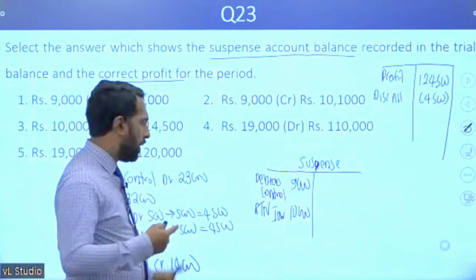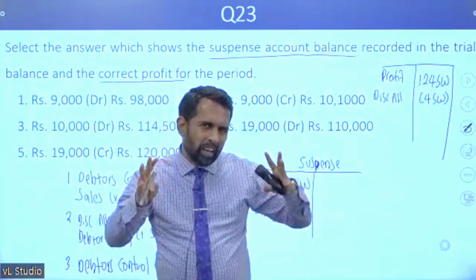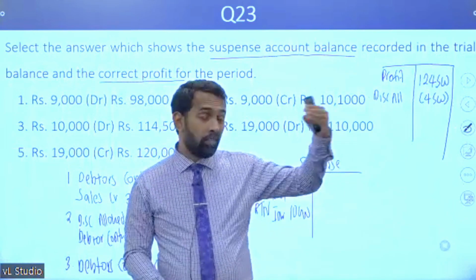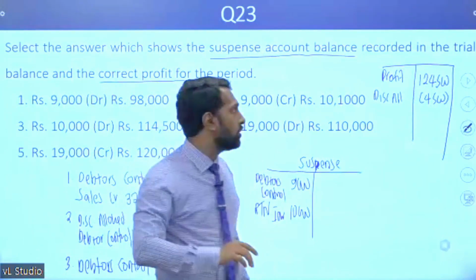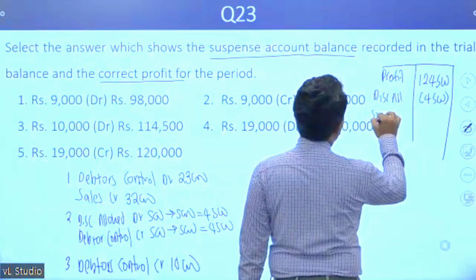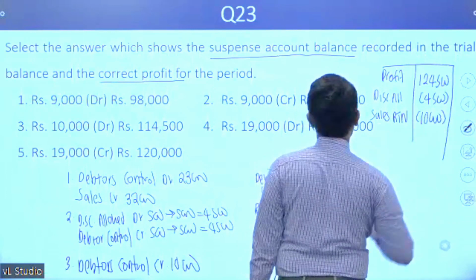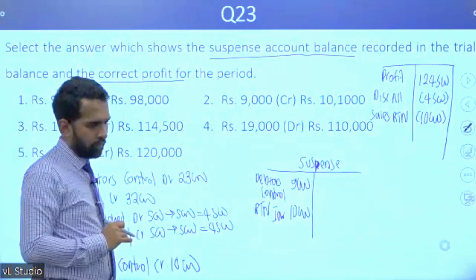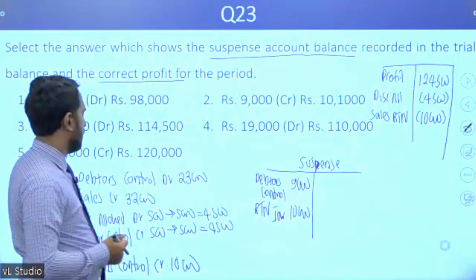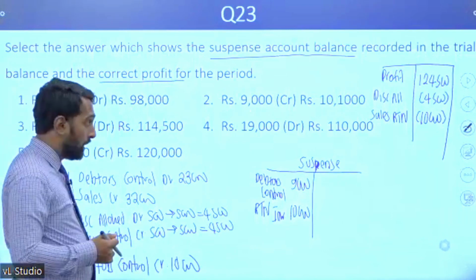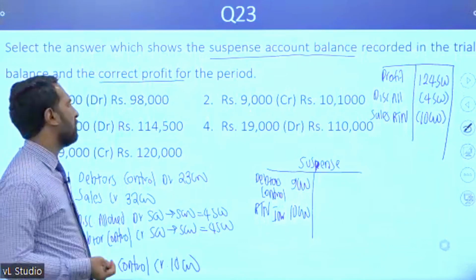Now think about the impact of this on profit. Sales returns are going to deduct the sales value. Your return inwards are going to reduce the sales value, and when your sales value comes down, your profit also comes down. So because of the sales return, your profit will come down by 10,000. One side, it's only a single entry that will impact the suspense account. On the other side, it's a sales return that is definitely going to impact the profitability.